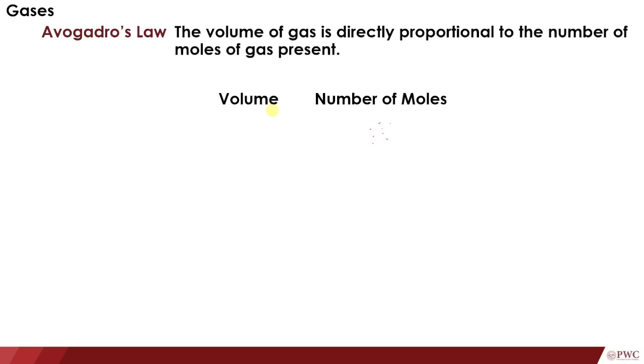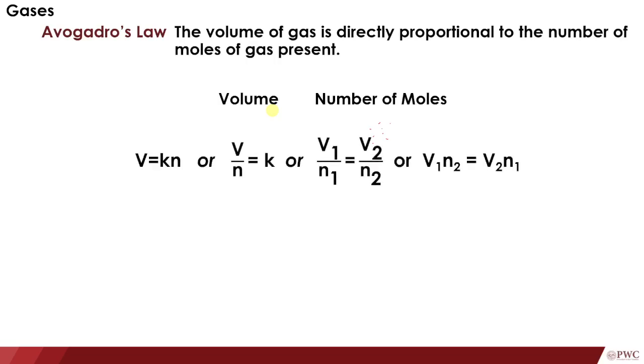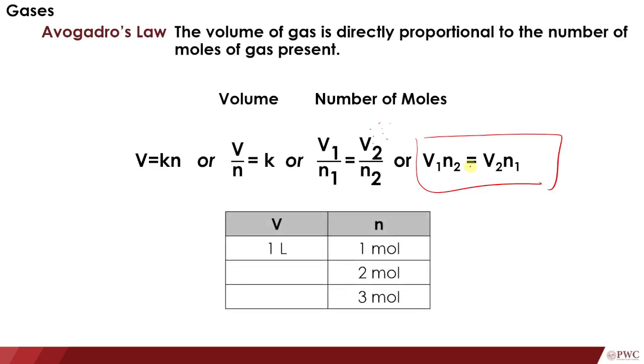The volume of a gas is directly proportional to the number of moles of gas present. So we can have this formula over here: V1 times N2 is equal to V2 times N1. Again, N is the letter we use to represent the number of moles. We have, again, V1 times N2 is equal to V2 times N1.